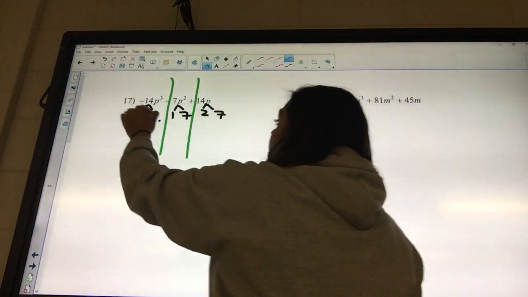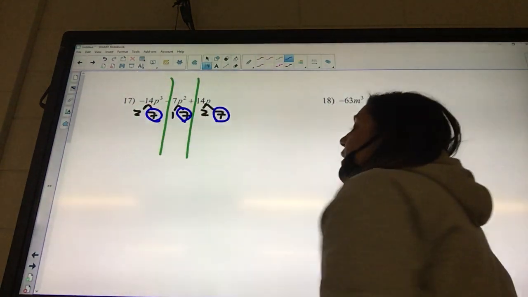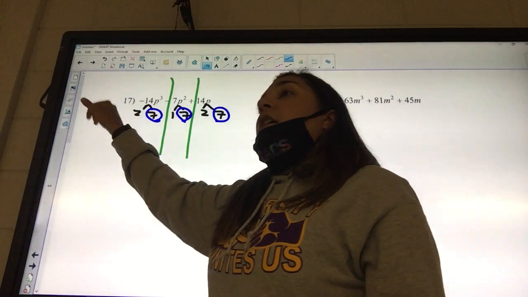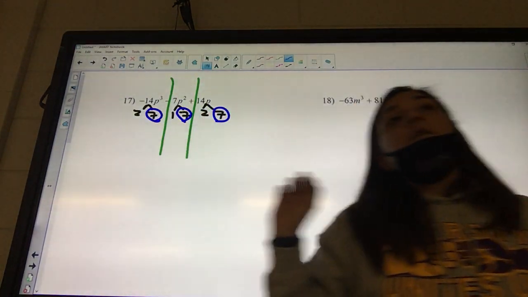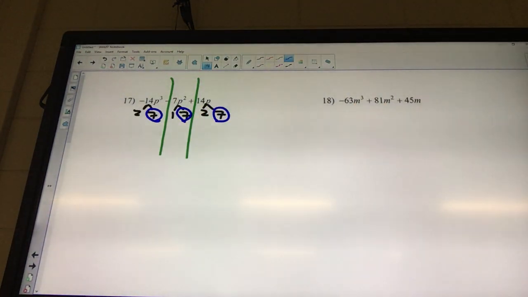7. Okay, and I want you to look up here. See how this one has a 2 and this one has a 2? Even though they match, is it in the middle one? So you cannot circle the 2s. It's got to match on all 3. It's got to be a common thing.